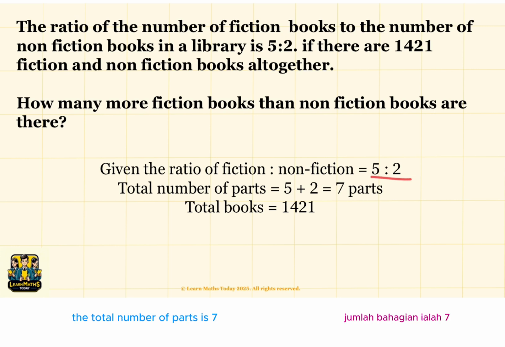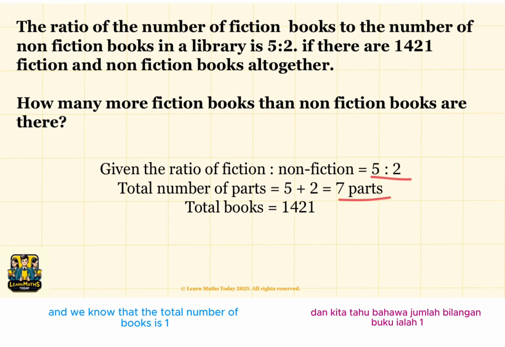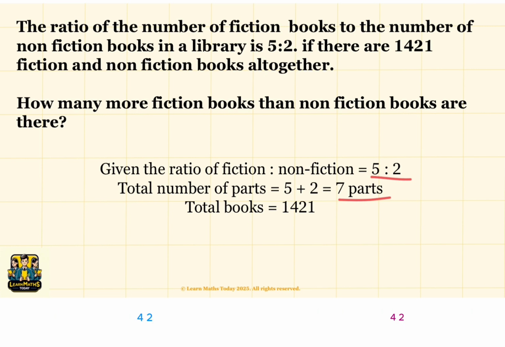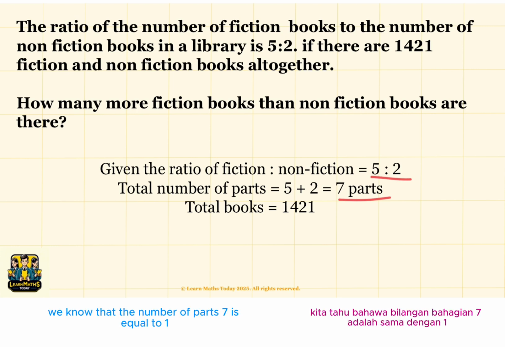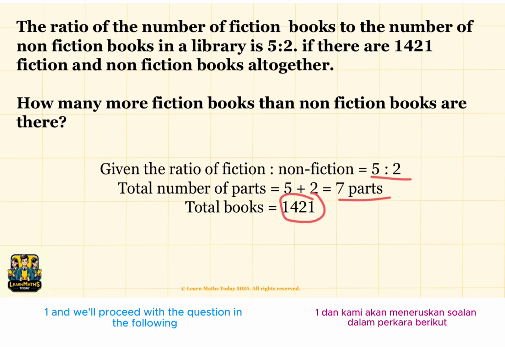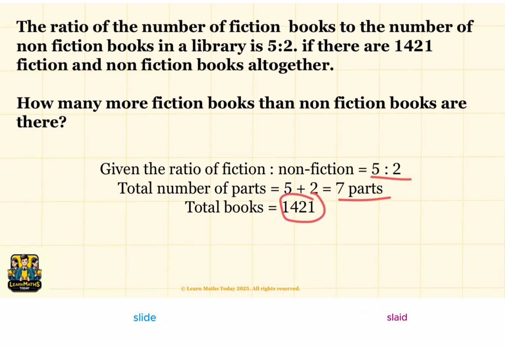Therefore, the total number of parts is 7. And we know that the total number of books is 1:1. Therefore, we know that the number of parts, 7, is equal to 1:1. And we'll proceed with the question in the following slide.